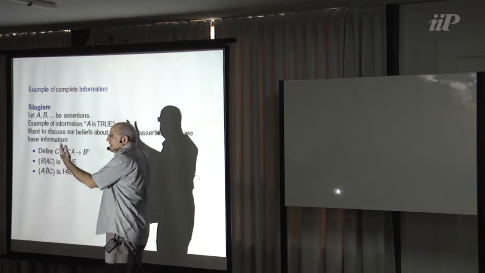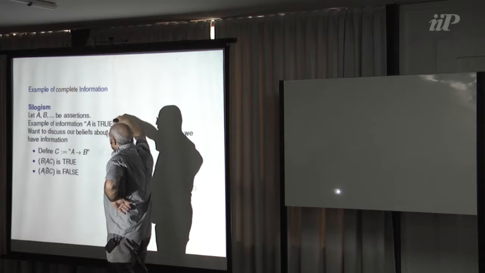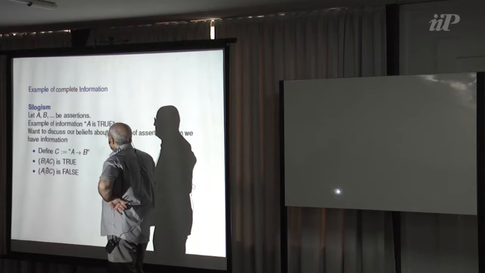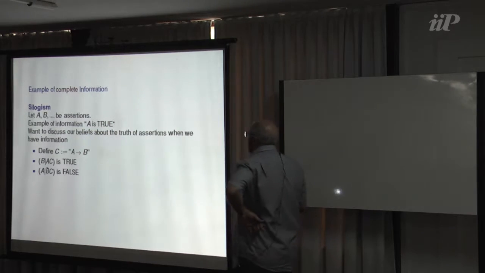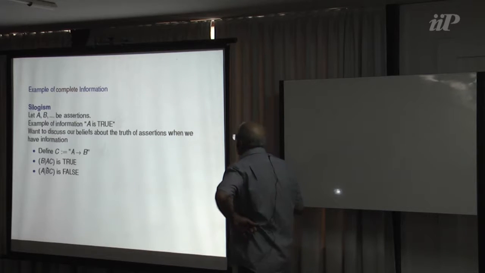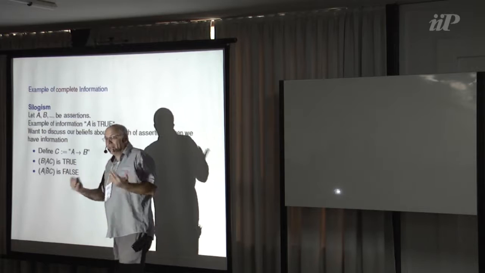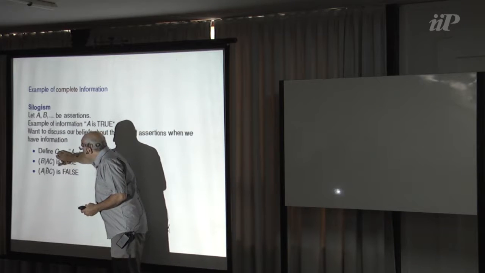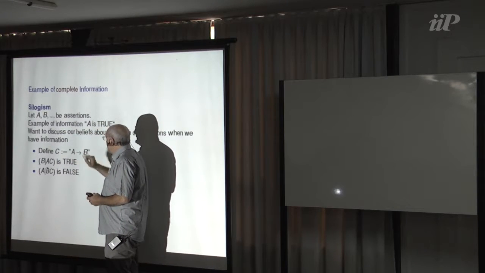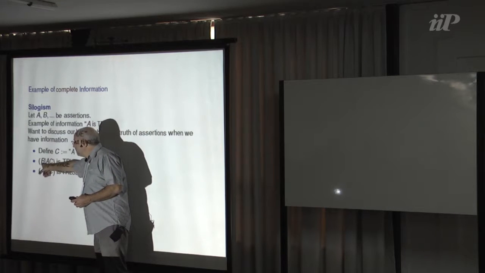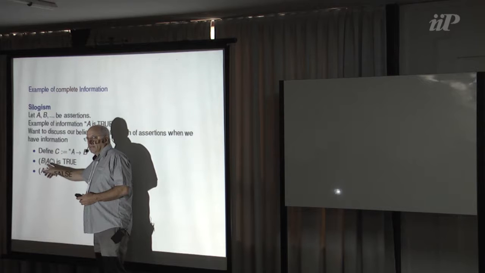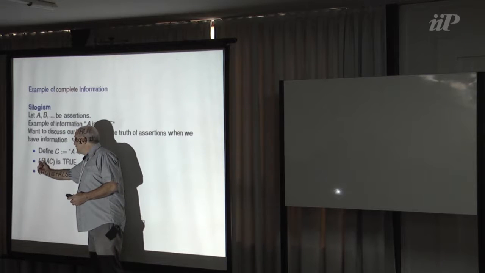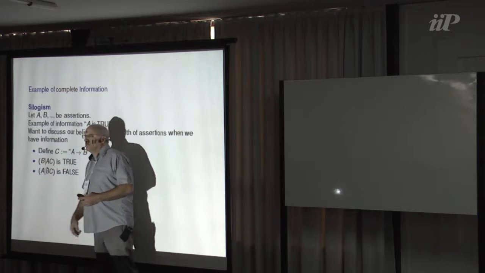So we're going to talk about A, B, C, D as assertions. And I'm going to tell you, information is something that can be written like this: A is true. And we want to discuss our beliefs about the truth of assertions when we have information. And I have not defined information, and I'm going to do that. We define assertion C by A implies B. And I'm going to use this notation: B, given that I know A and C to be true. I suppose A and C are true, and then I want to discuss what I believe about B.